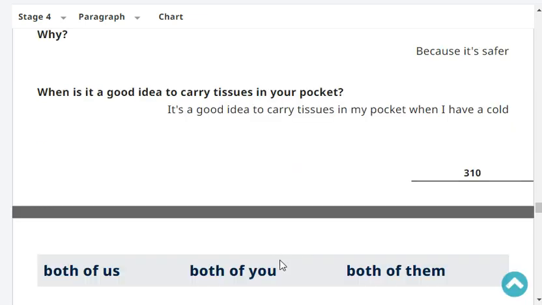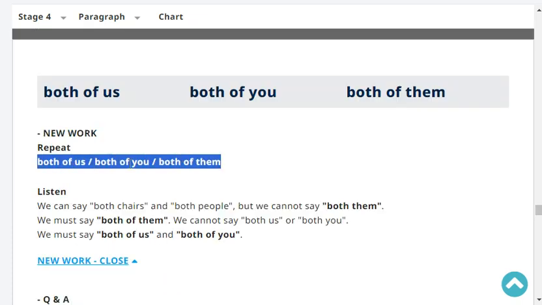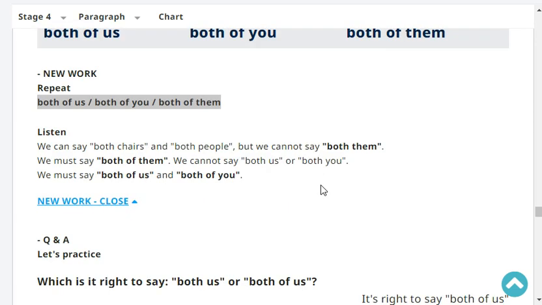Very good. Okay, next. Repeat: both of us, both of you, both of them. Okay, listen. We can say both chairs and both people, but we cannot say both them. We must say both of them. We cannot say both us or both you. We must say both of us or both of you.